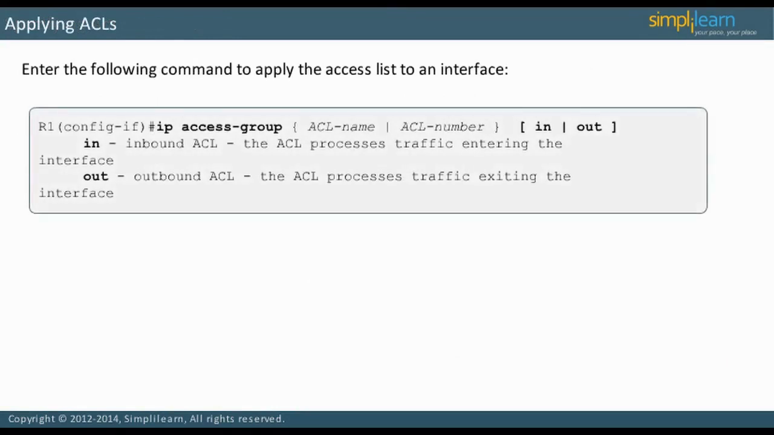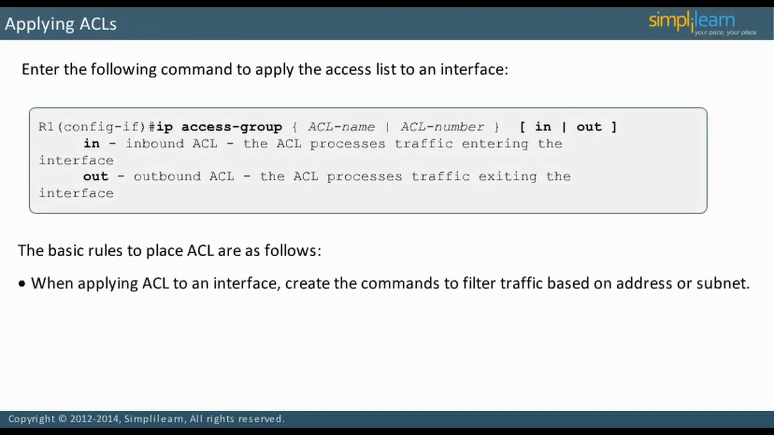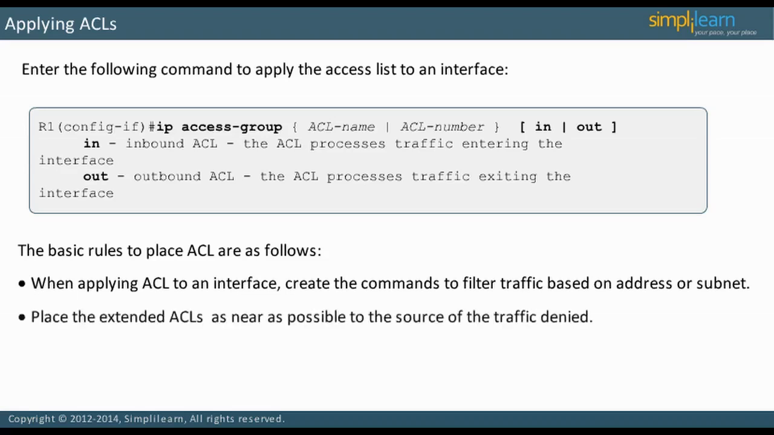First, create the commands to filter traffic based on address or subnet. Then apply the ACL to an interface. Place ACLs where they can reduce unnecessary traffic. Place extended ACLs as close as possible to the source address. This way, traffic is denied before it traverses many devices and uses up bandwidth, CPU processing, and device memory. For standard ACLs, placement should be as close to the destination as possible because they do not specify destination addresses.